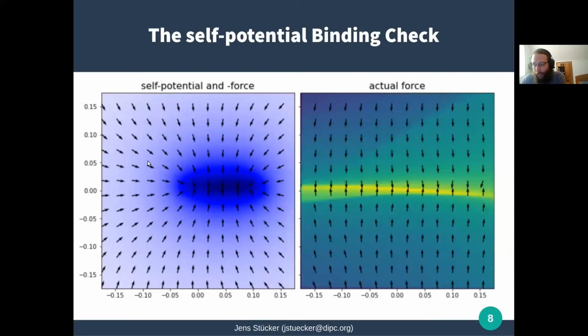And that's the following. On the left side here, I show you the self-potential and the self-force, and you see this is a convergent force field, with a well-defined minimum and so on. On the right side, I show you the actual force field from the simulation. And you see, this is not at all converging towards the minimum. This seems to be a very stable structure, and nothing is collapsing in the third dimension. I think the problem here is that the tidal field has been neglected, because we ignored all the remaining mass in the universe in this self-potential binding check.